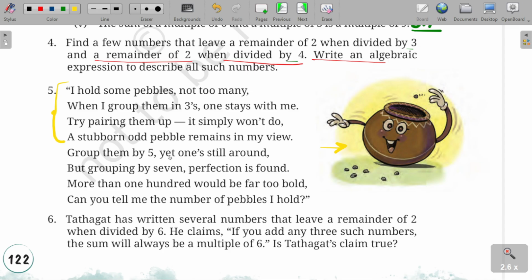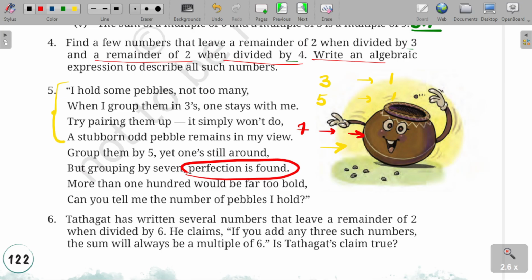Group them by five, yet one still around. By grouping them by seven, perfection is found. More than 100 would be far too bold. Can you tell me the number of pebbles I hold? Good. See, they are saying when it makes groups of three, one is left. When it makes groups of five, again one is left. And when it takes groups of seven, perfection is found. Nothing will be left, right?